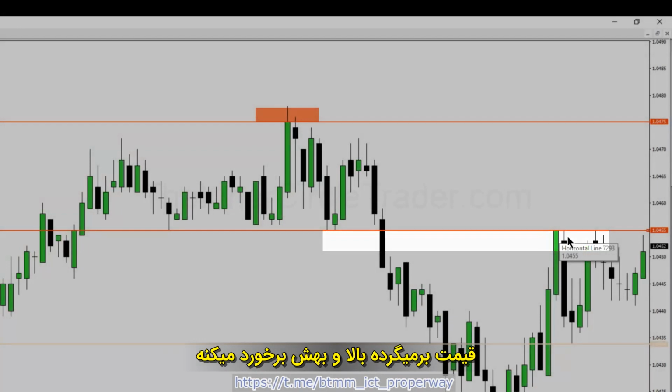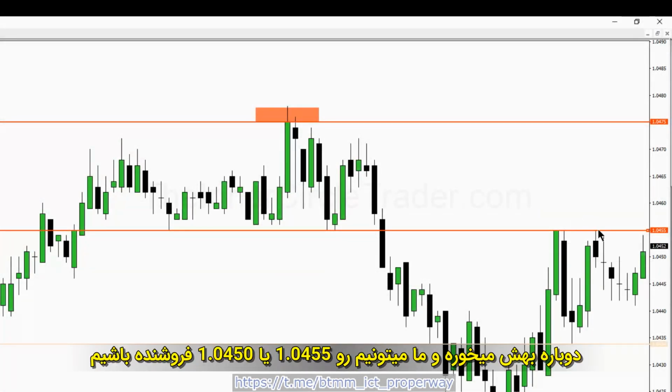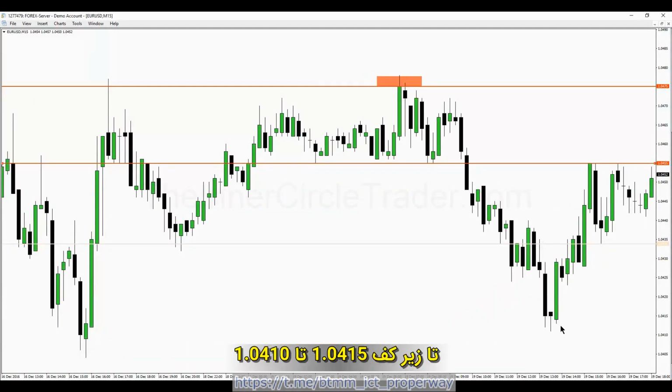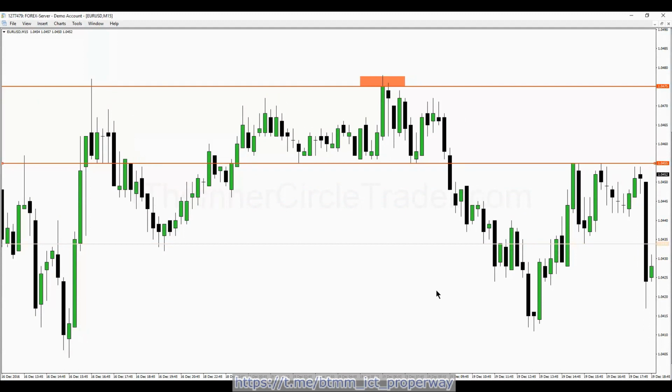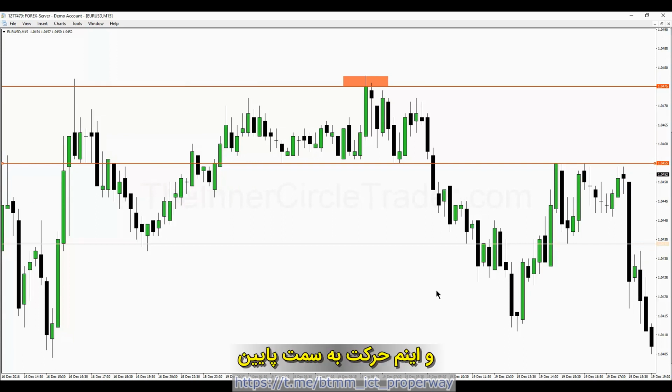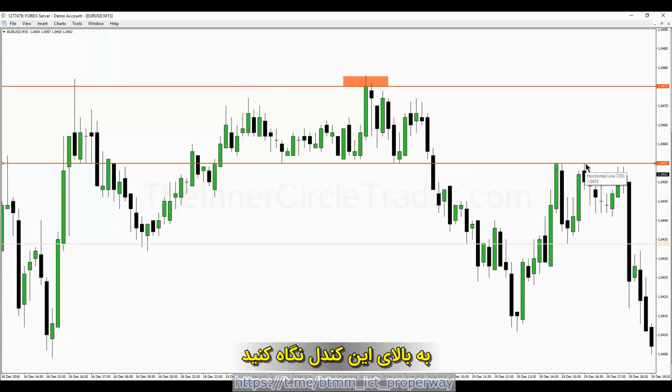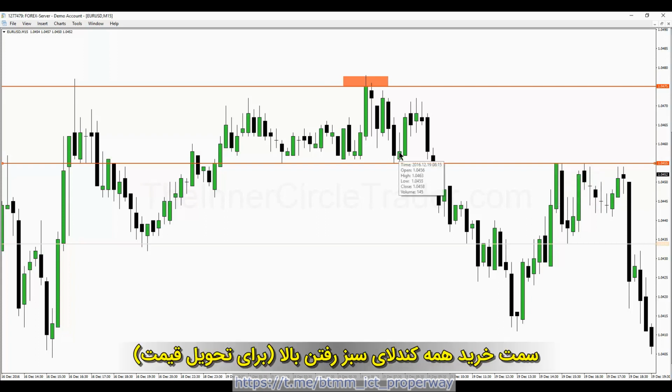Price trades up, hits it here, hits it here. We could be a seller at 104.55 or 104.50, looking for a move down below 104.15 to 104.10. And there's your run right there. Perfect delivery of price. Hits it here, hits it here. Look at the high on that candle. 104.55. The low on this candle, 104.55.